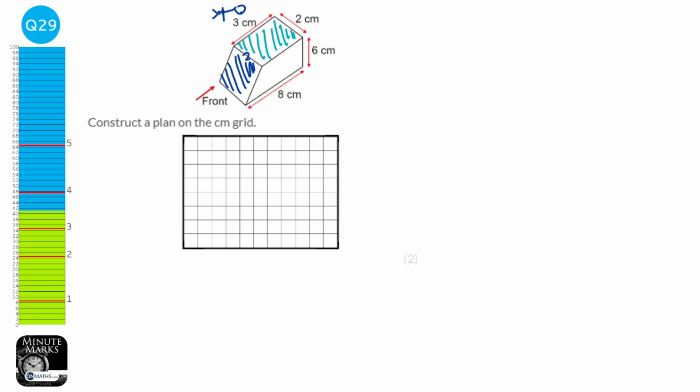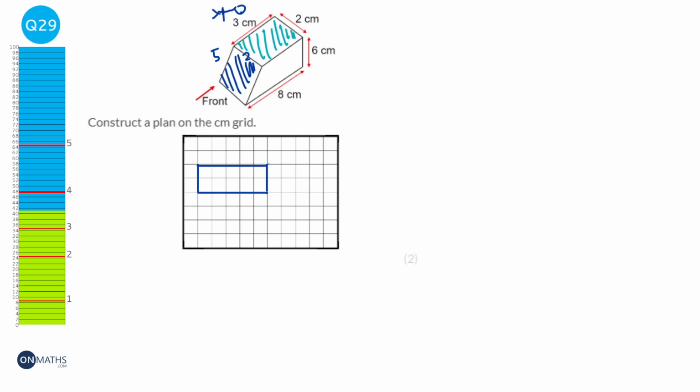Well, this would be 2 centimetres across, and the whole thing is 8 centimetres. The bit we don't want is 3 centimetres, so this part here will be 5. It would look like it was 5 wide. So let's draw that on, and so we've got 2 centimetres down, and we've got 5 across. 1, 2, 3, 4, 5. And this is what it would look like from above.